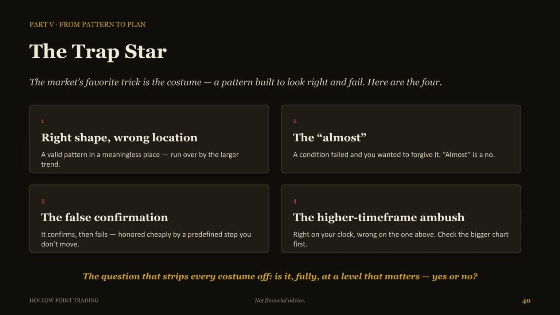Beware of 4 types of trap stars: the right shape in the wrong location, the almost pattern where conditions failed, the false confirmation, and the higher timeframe ambush. Strip off the costume by asking, is it fully at a level that matters, yes or no?